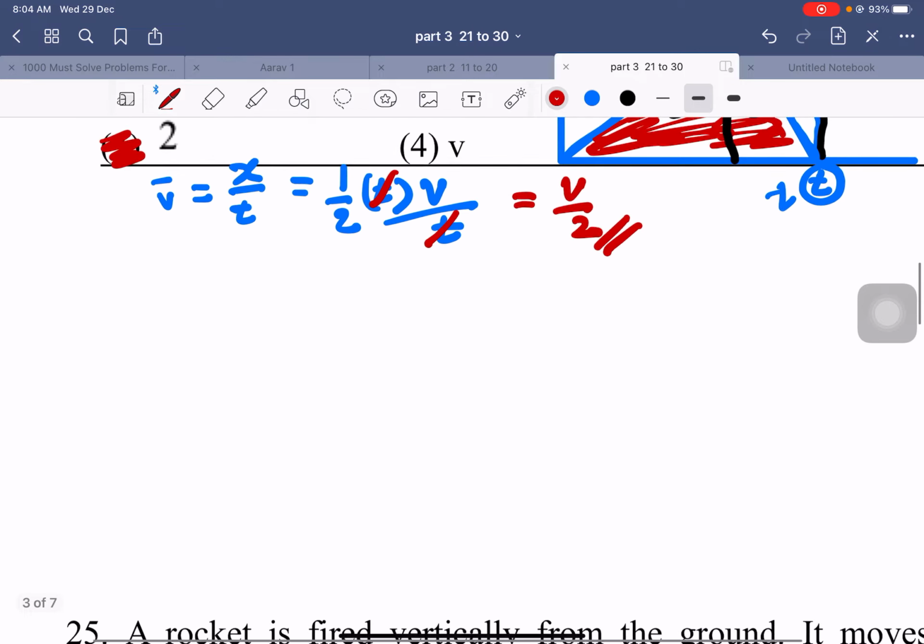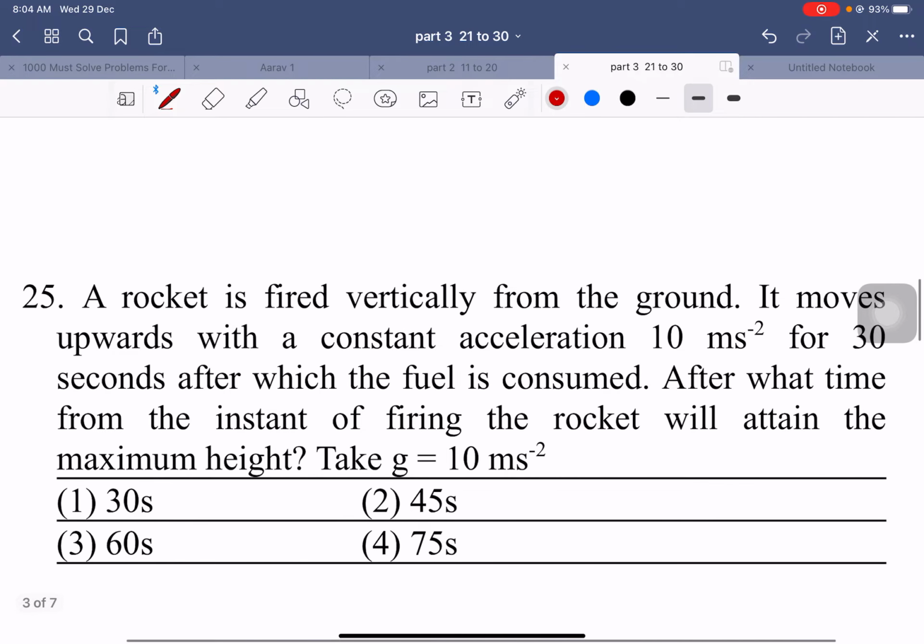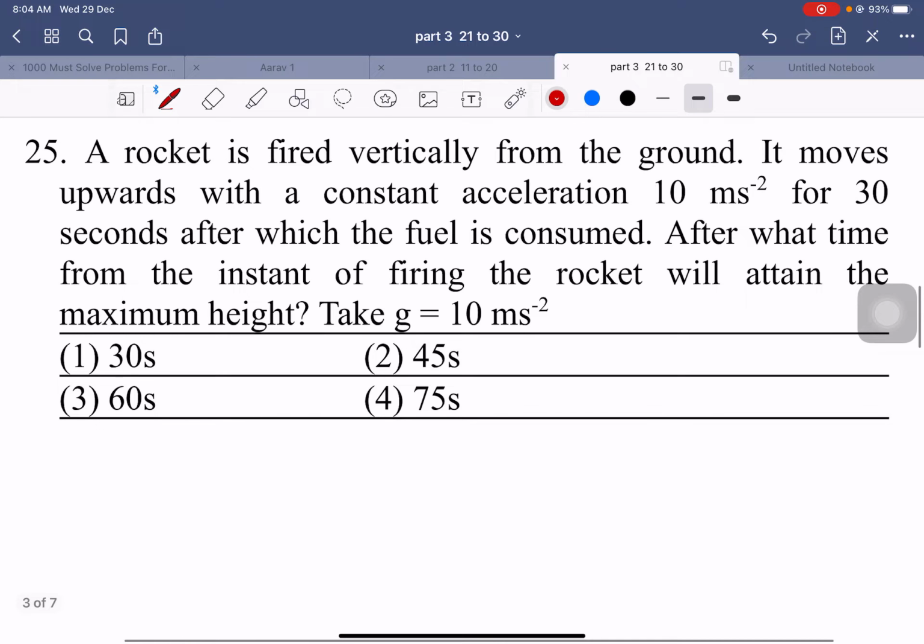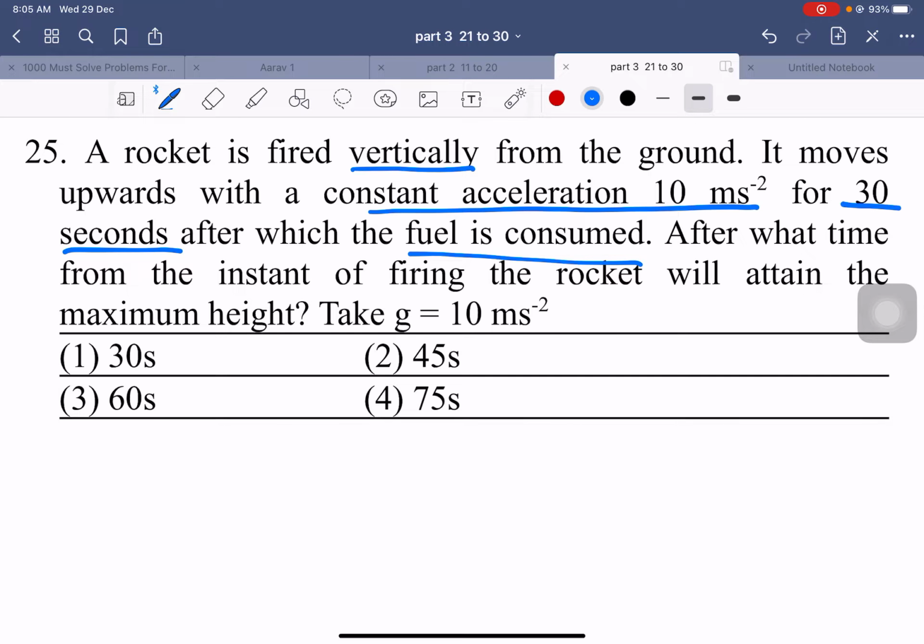Next we will go to question number 25. A rocket is fired vertically from the ground. It moves upwards with a constant acceleration of 10 meter per second square for 30 seconds, after which the fuel is consumed, the fuel tank is empty. After what time from the instant of firing will the rocket attain the maximum height? At what time is the rocket at maximum height? So we have to calculate the time of maximum height.